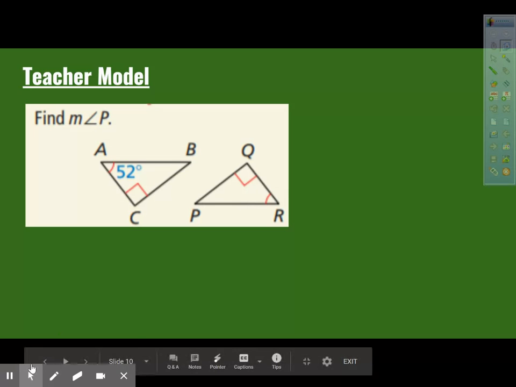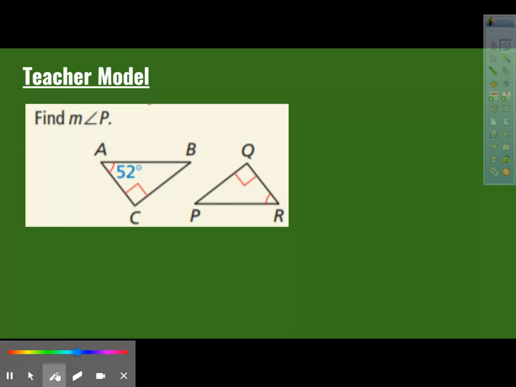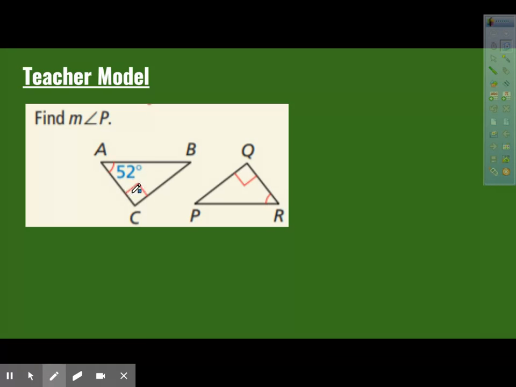And then we even went as far as to find the measure of angle P. We actually finished this problem. What we noticed on this problem is that this was a 90-degree angle right here, and this is 90 degrees. And then this angle A is 52 degrees, and angles A and R are marked congruent. So if A is 52, then R is 52.